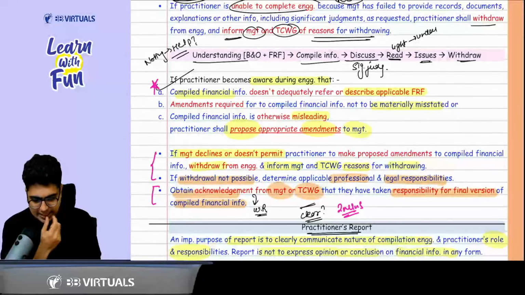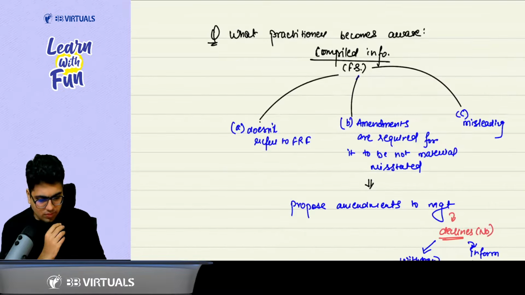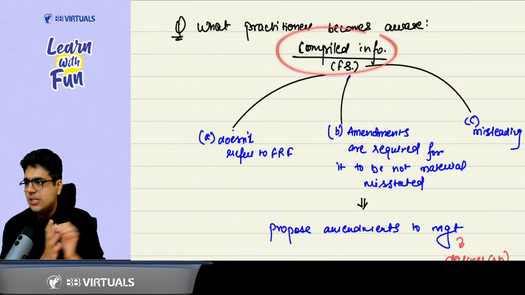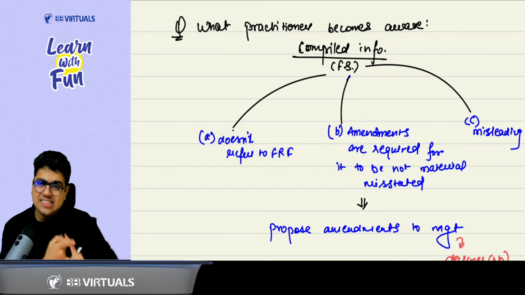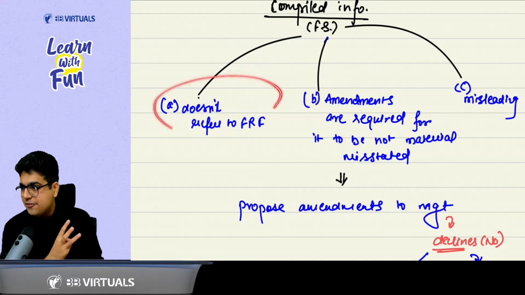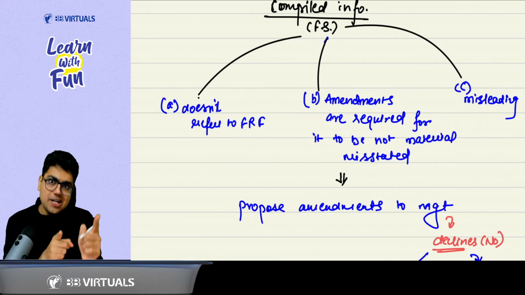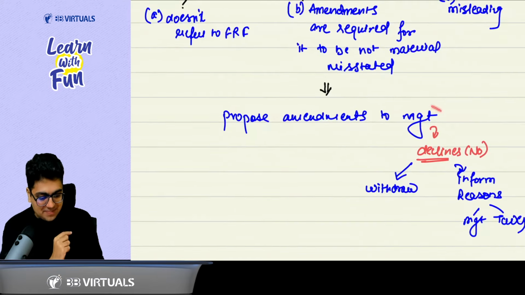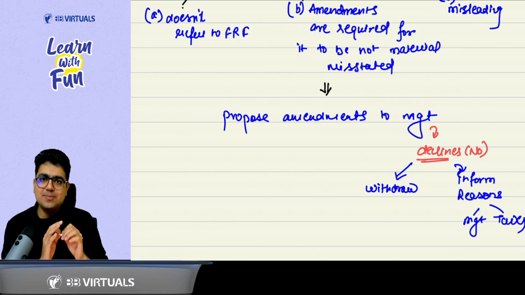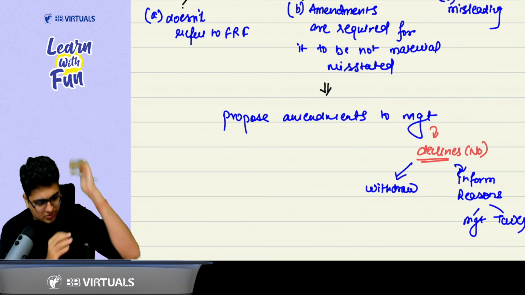Now, sir, in case the practitioner becomes aware during the engagement, what does he become aware of? He becomes aware that the compiled information, that is the financial statement, is misleading, or has material misstatements, or is omitting the required information. Matlab, they are not referring to the FRF. Then you propose amendments to the management. And if the management declines, saying no, we are not going to amend, then again you withdraw and inform the reasons of withdrawal to the management and TCWG.